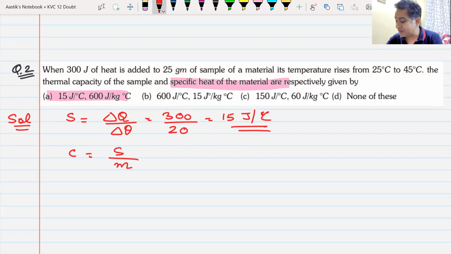If you convert it into SI unit, you will end up with this answer, 600 joule per kg degree Celsius. Do we understand this? Yes or no? Yes, sir, understood. Okay, well done.